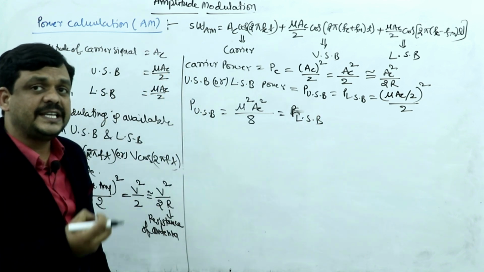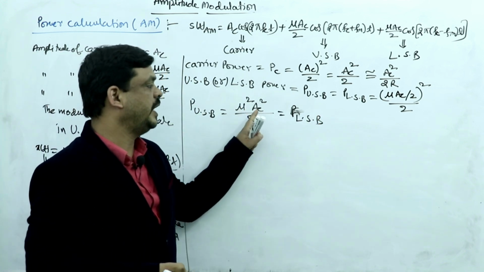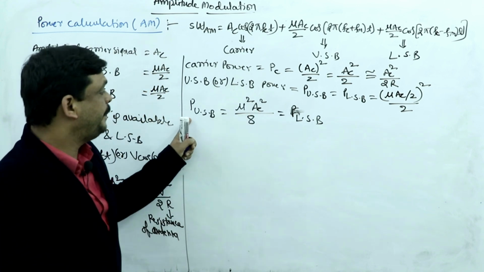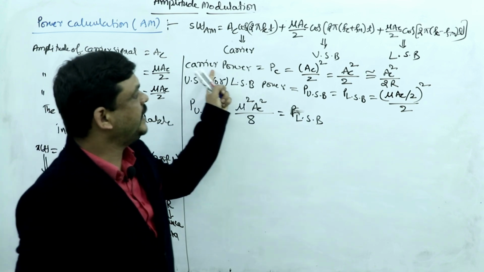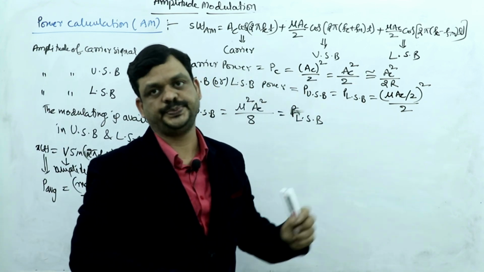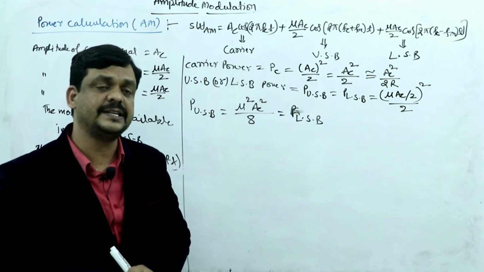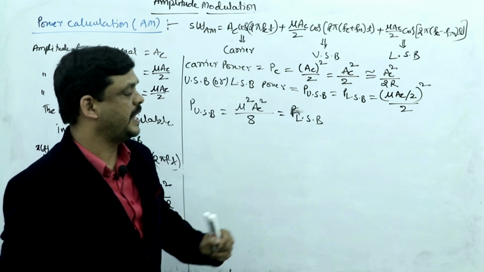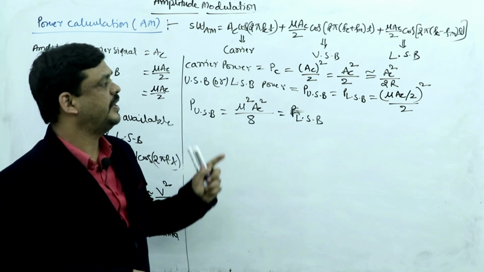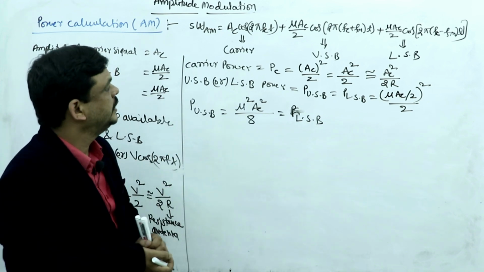So lower sideband power is mu square into AC square by 8. Upper sideband power is mu square into AC square by 8. And carrier power is AC square by 2. If you want to write in terms of resistance, write R also, right? So these are the standard equations. And from these equations, we can write a few points here.